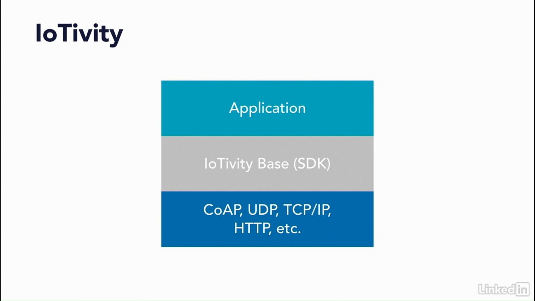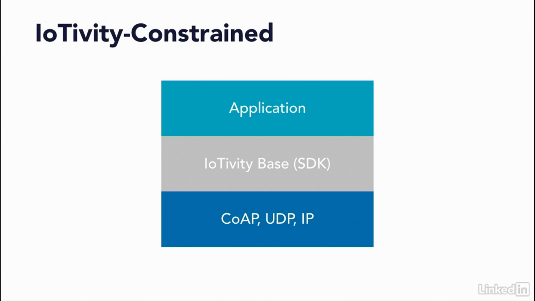The IoTivity release contains the essential protocol stacks for device-to-device communications, such as TCP/IP, UDP, CoAP, and HTTP. The IoTivity base sits on top of the protocol stacks as the middleware layer to provide common interfaces to the applications, such as controlling the smart lights, TVs, and appliances in your home.